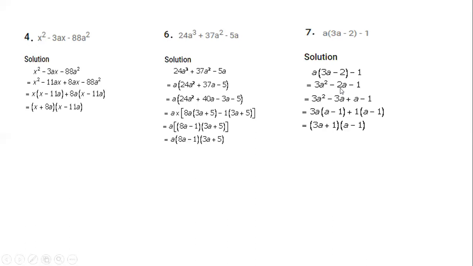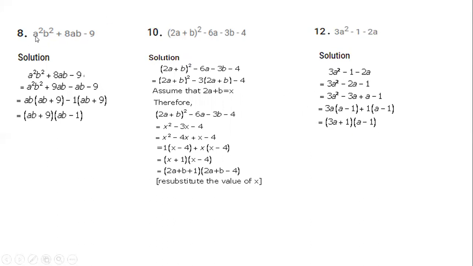3a square minus 2a minus 1. Now we have to split minus 2a in two terms such that their sum will be equal to minus 2 and their product must be 3 into minus 1, minus 3. So the two factors must be minus 3 and plus 1, because minus 3 plus 1 is minus 2, and minus 3 into 1 is minus 3. So from the first two, take out 3a common. From these two, take out 1 common, and the expression a into 3a minus 2 minus 1 is equal to 3a plus 1 into a minus 1.